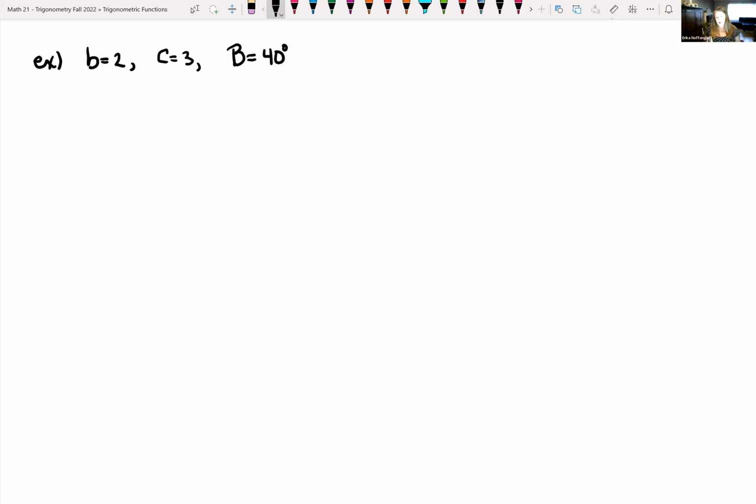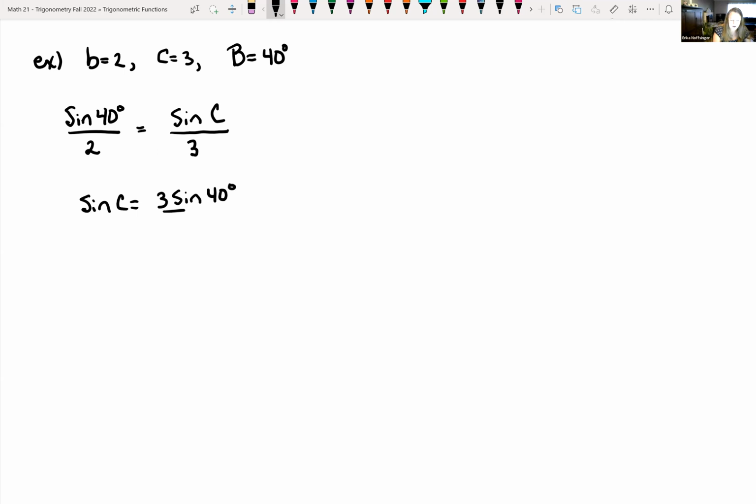So I want to find an angle. I'm going to use the formula where the sine of the angle is in the numerator. So I have sine of angle B, which is 40 degrees, all over side B, which is 2, equals sine of angle C, which we don't know and I'm trying to solve, all over side C, which is 3. So we want to get angle C by itself. We can do that first by multiplying both sides by 3. So we get sine of C is equal to 3 times sine 40 degrees, all over 2.